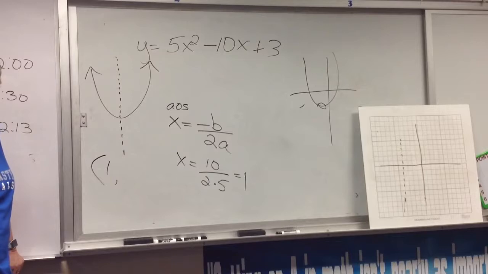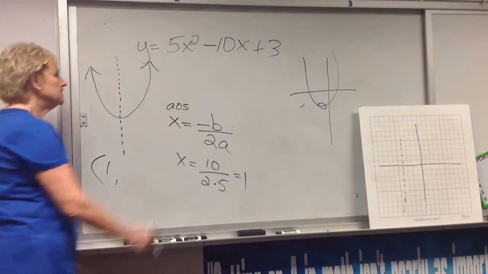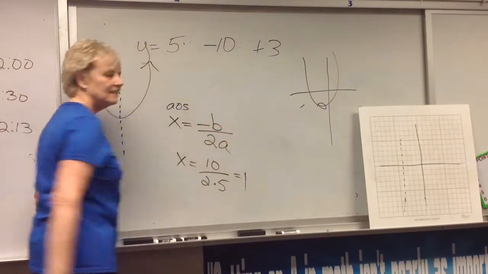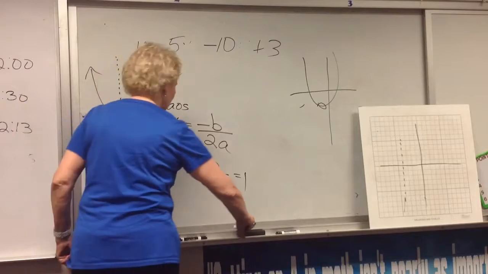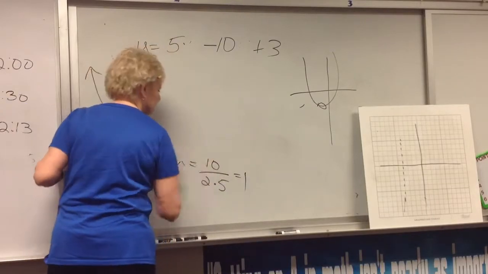I got -2. It's -2. You don't need this. Times 1 is the same number. 5 minus 10 plus 3. Okay?